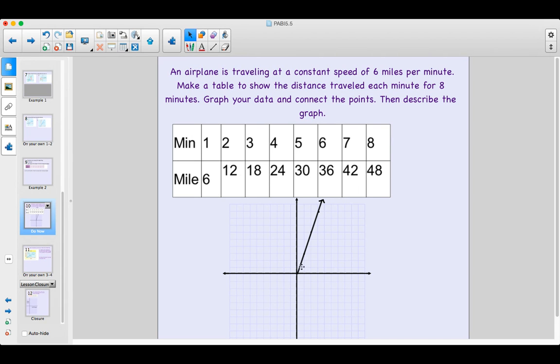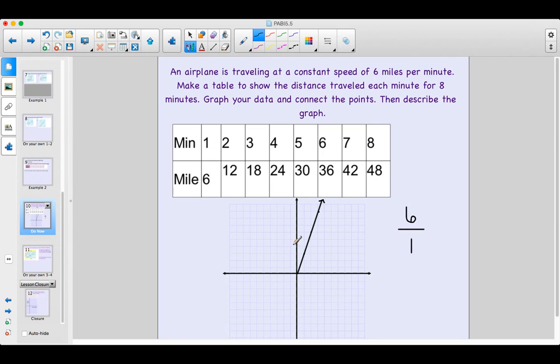So for this, if I were to describe my line, I would say that my line is positive. Also, it is starting at 0, 0, because if I don't travel at all, that means no time has passed and I haven't gone any distance. But also we want you to recognize that the slope of this line, if I were to find it, is 6 or 6 over 1. So the slope of this line is the same thing as the rate of change that I'm talking about.